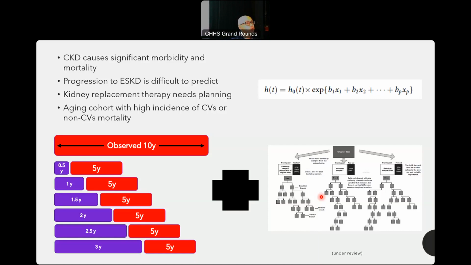We have what we call a prediction horizon for the next 5 years, with multiple risk groups comprised of subjects who haven't experienced the outcome. Creating these multiple risk groups allows us to incorporate longitudinal data. The random survival forest, which is the image on the right, is based on a popular machine learning algorithm called random forest. Basically, it's utilizing multiple decision trees to predict outcome, and in our case, it's end-stage kidney disease with death as a competing risk.